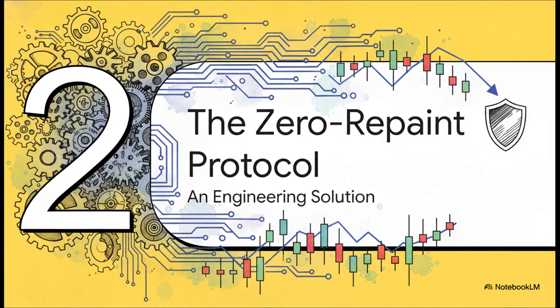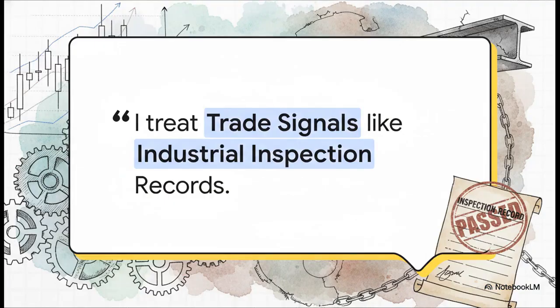So how in the world do you fight a data illusion? Well, you fight it with engineering. Let's get into the solution that our source material presents, the Zero-Repaint protocol. And this right here really gets to the core philosophy behind the protocol. Think about it. Treating trade signals like industrial inspection records. Imagine quality control in heavy industry. An inspection record. That's immutable. You just can't go back and change the stress test results for a steel beam after the building is already up. This system applies that exact same hardcore logic to financial signals.